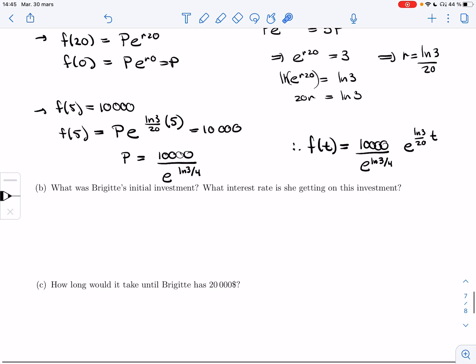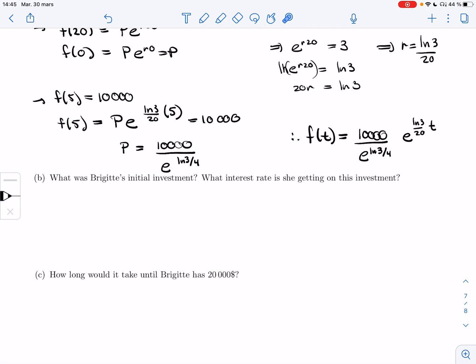You can also simplify here. Notice that I have e to the ln of 3 to the 1/4, so I could write this as e to the ln of 3 to the 1/4, and that's 3 to the 1/4. Same thing here, that will be 3 to the t over 20. All right, so you could write it like that if you want to.